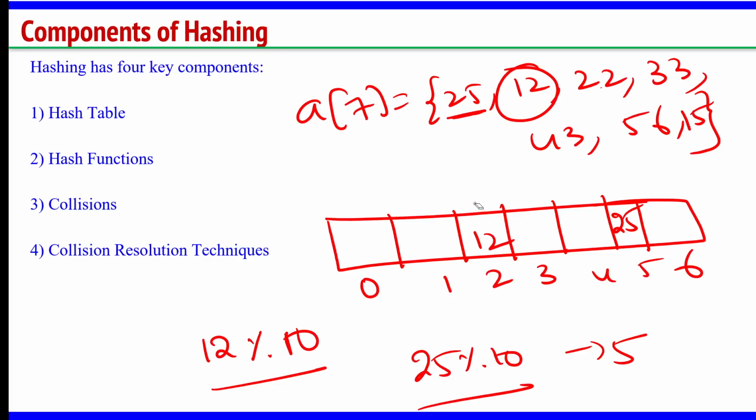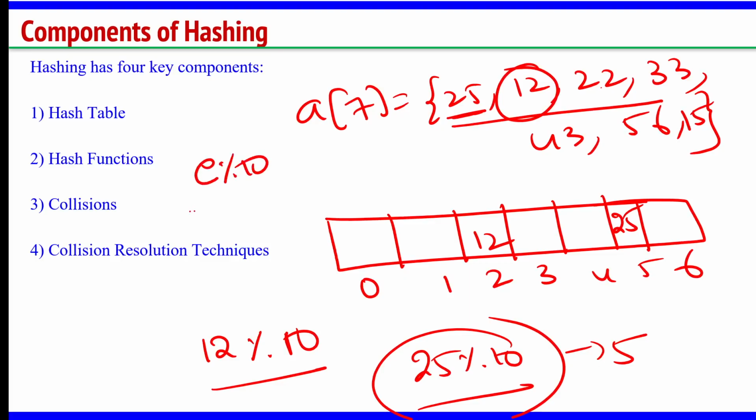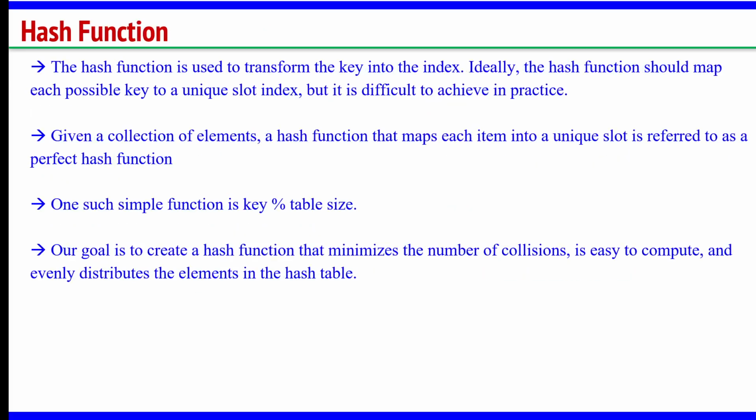Okay, I want to take each of these elements and apply some technique there. Take that element, do modulo 10, and store it at that index. But when 22 comes, I cannot store it in this location too, because there is already an element. That is why an array cannot be used.